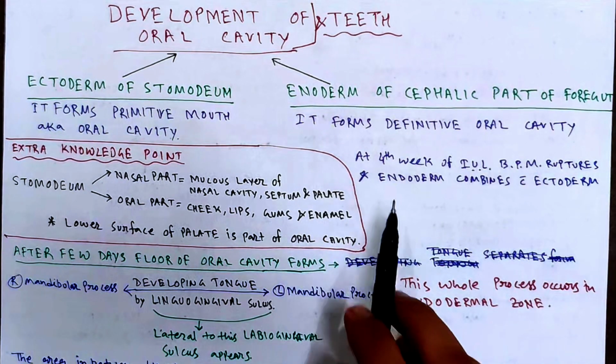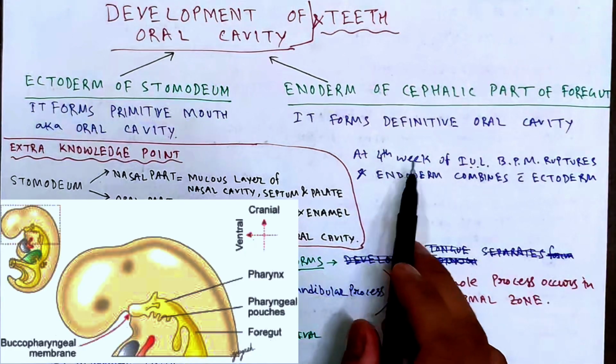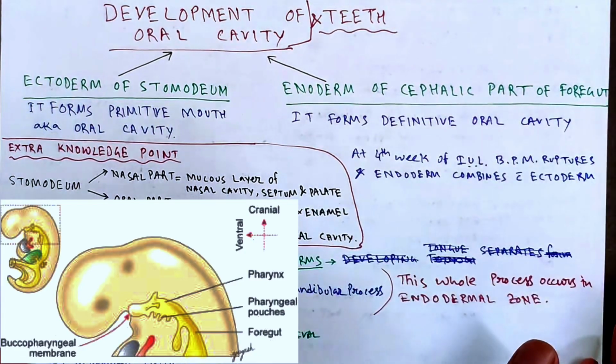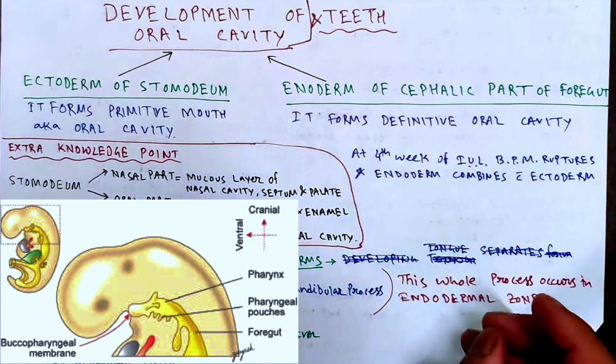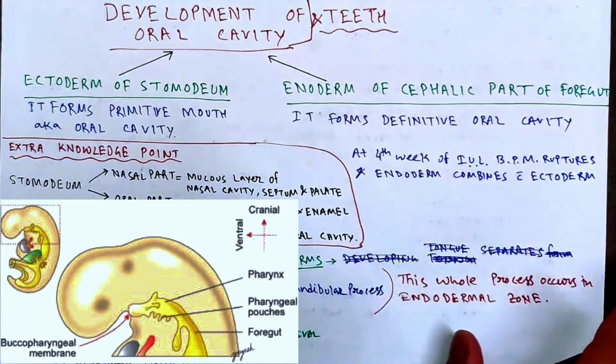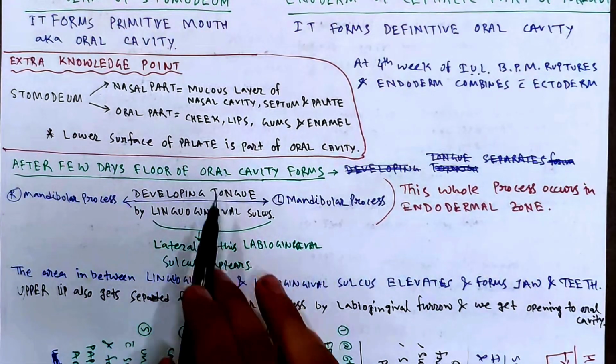Now the main thing is, at around the 4th week of intrauterine life, what happens? The buccopharyngeal membrane ruptures. Due to the rupture, this ectoderm and endoderm combine together. After a few days, the floor of the oral cavity forms.